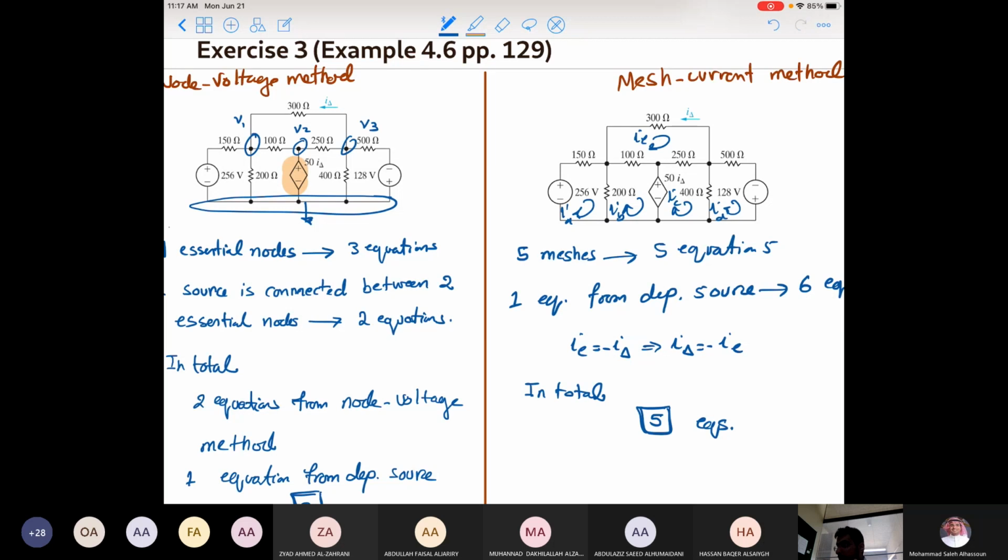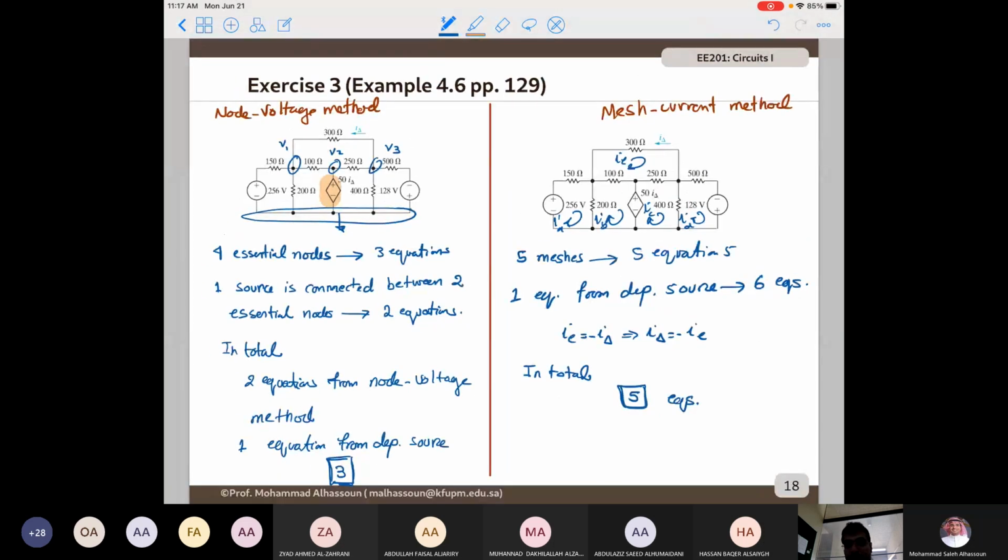So what do you think? Which method should I use? One will give me 3 equations, the other will give me 5. Simply the one that's going to give me 3 equations. So the node voltage method is the method to use. And if we apply the node voltage method, we can actually simplify the calculation.